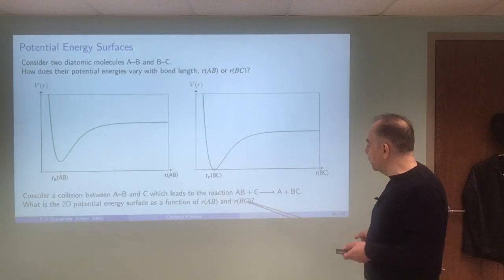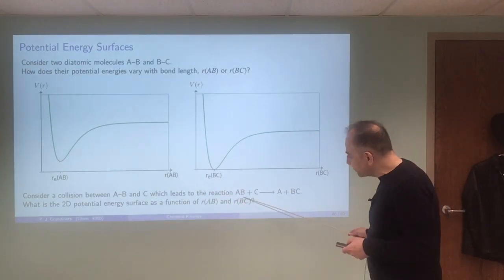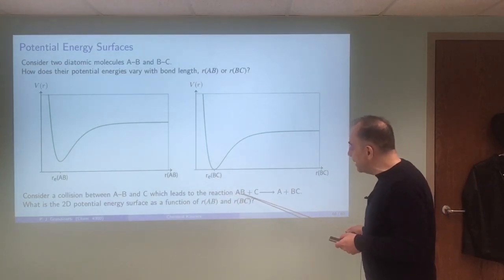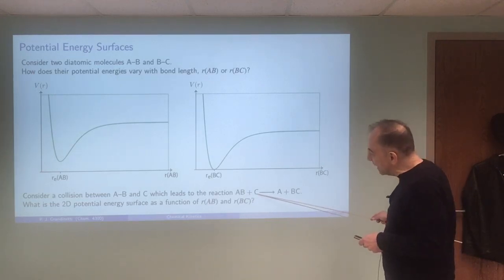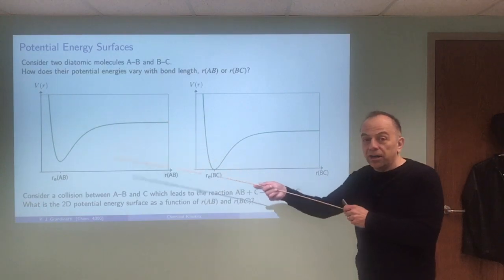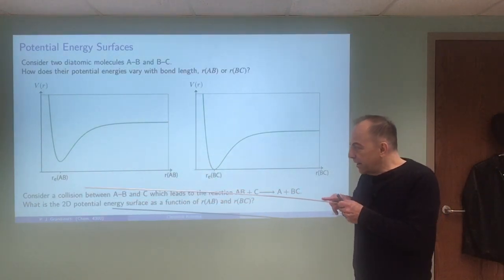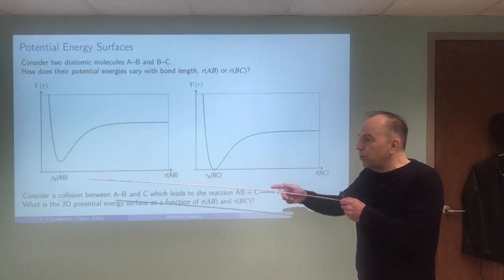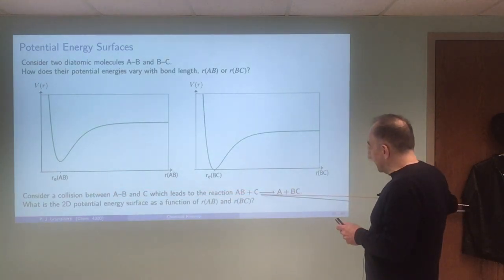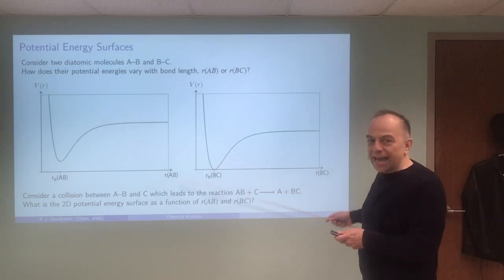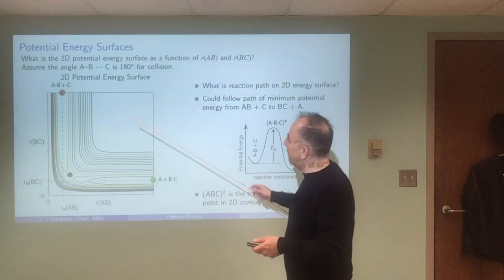The way we're going to do it is we're going to pretend that the AB diatomic molecule is going to collide with C, and all of it is going to occur on a line, so there's no angle dependence here. It's just a head-on collision of C directly onto B, attaching and knocking A out. Okay, so this is the picture that we have.